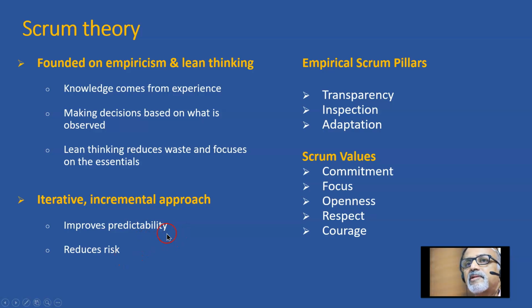Improved predictability comes from the transparency it creates. It increases predictability, and it reduces risk because it is an iterative model. The stakeholders get to see the increment of the product very frequently, and that reduces a lot of risk.